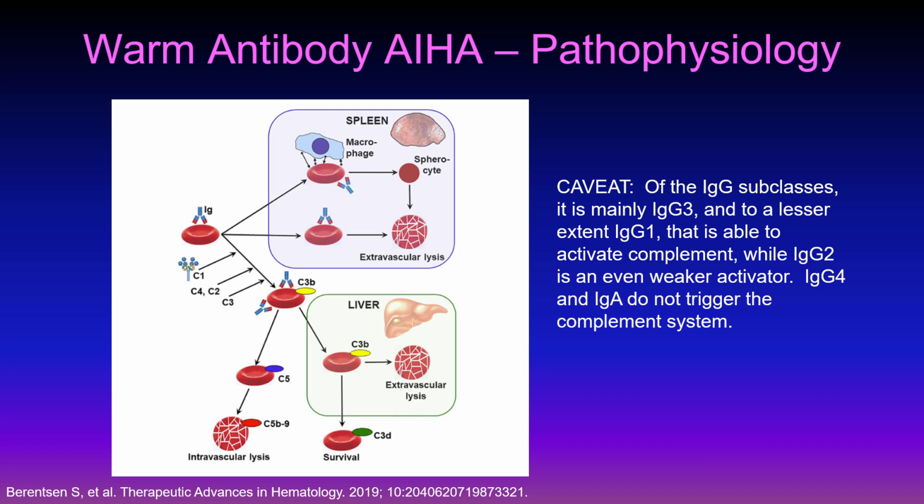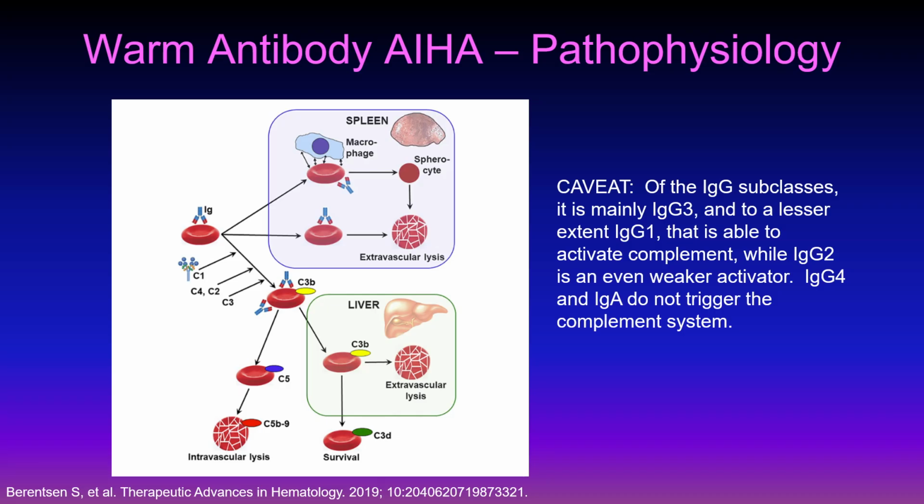And so warm antibody hemolysis, in terms of what we call pathophysiology, just means how this is happening. Here's a red cell. You've now made an antibody to it. The antibody coats the red cell, and what happens is it may go to your spleen where it's massaged into a funny looking red cell called a spherocyte. I'll describe this momentarily. Sometimes the spleen simply destroys the red cells. In the spleen, this again is called extravascular hemolysis.